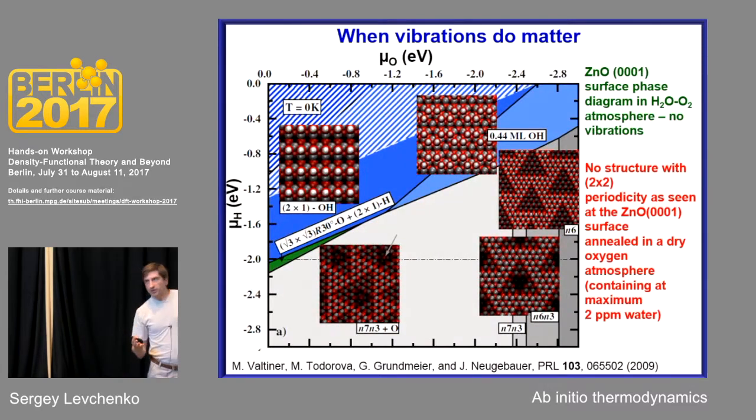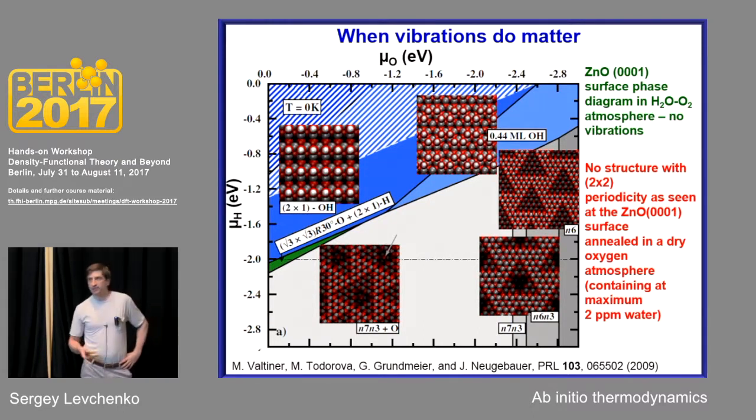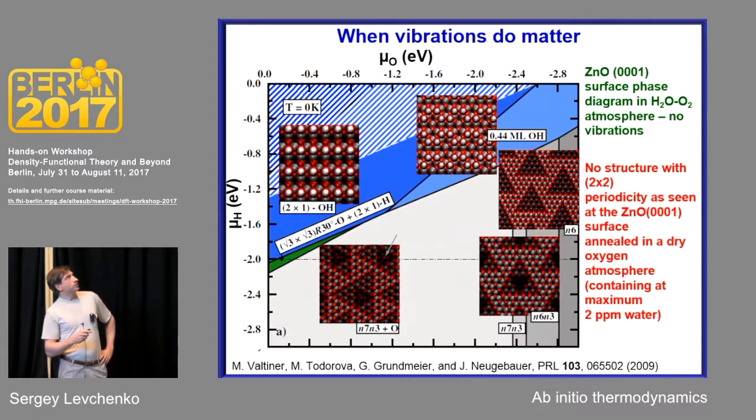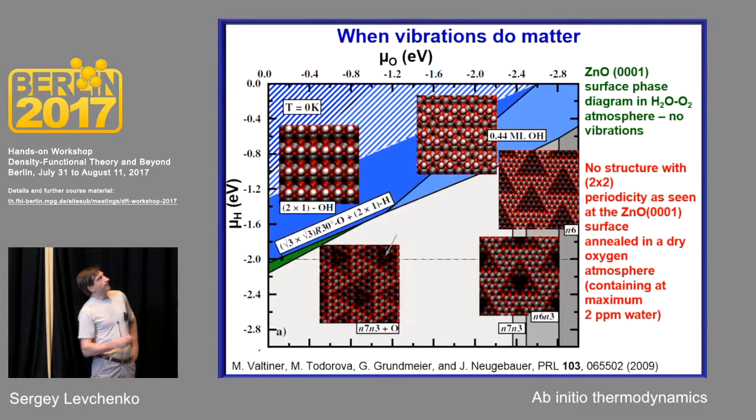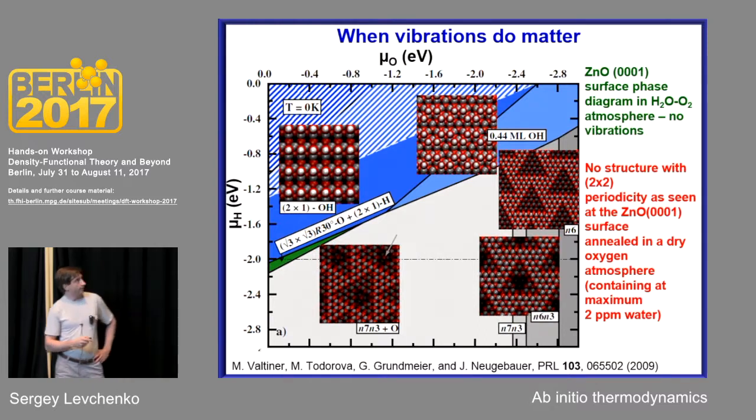So far we neglected vibrations, but this is not always the correct strategy. Sometimes they are very important, and here I take this example from this paper of adsorption of water and oxygen on zinc oxide polar surfaces, polar surface 0001. So this is the phase diagram if we neglect the vibrations. This T equals 0 just means we neglect the vibrations. So this is the chemical potential of hydrogen, the vertical axis, and the horizontal one is the chemical potential of oxygen.